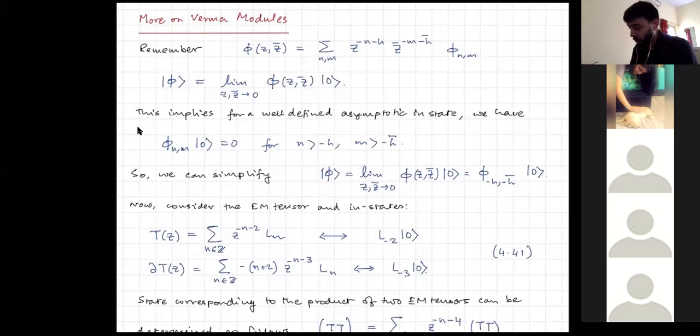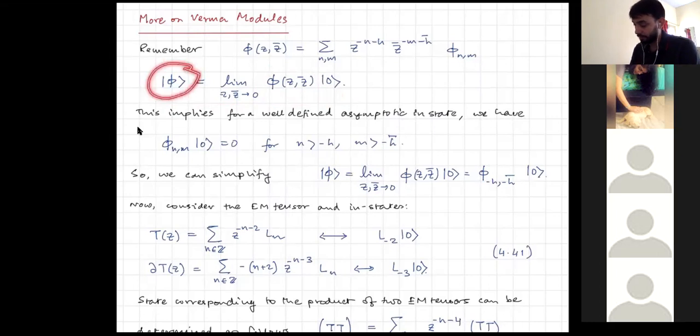So remember, when we are looking at mode expansions, you have this particular mode expansion, the usual Laurent expansion that we did. And when we define this state-operator correspondence by this, if you have this primary field, you can act it on the vacuum state to get a primary state phi.